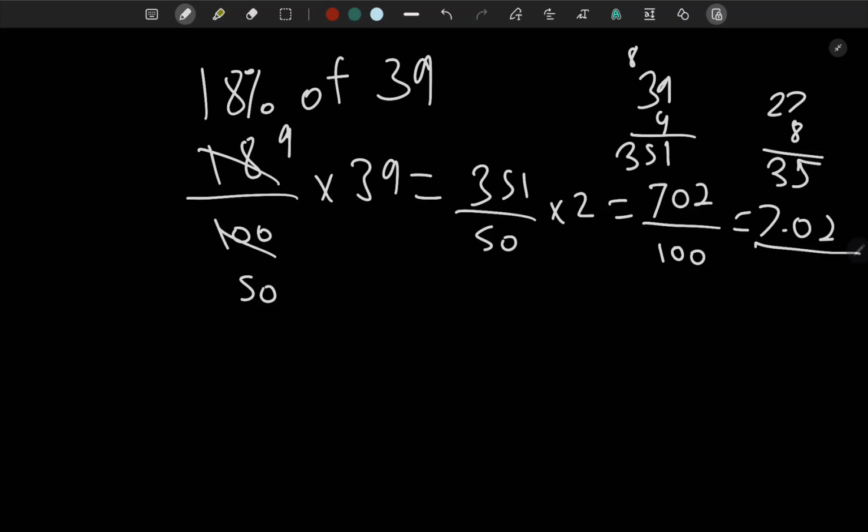Also, if you're allowed to use a calculator, you can directly just type 18% multiplied by 39 and you can find the exact answer. And if you also need to recheck, you can do that to recheck your answer.